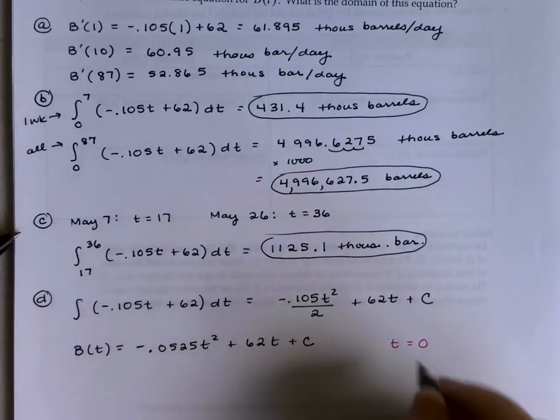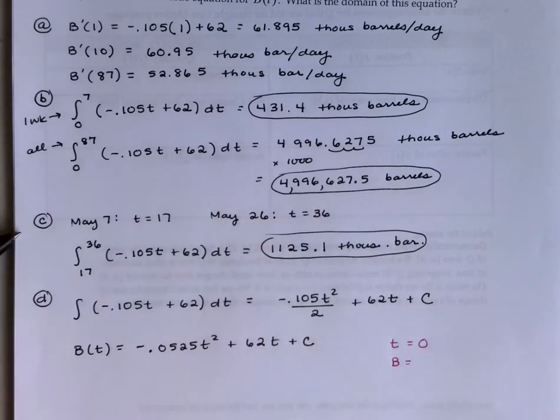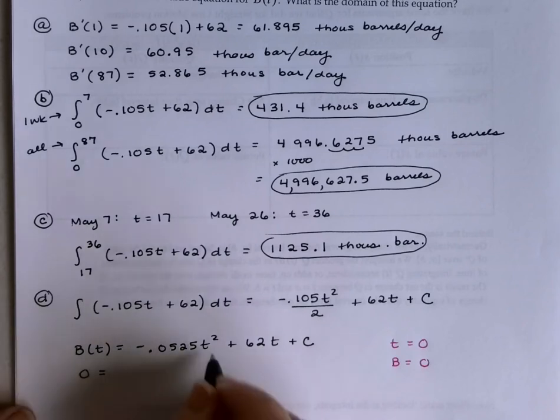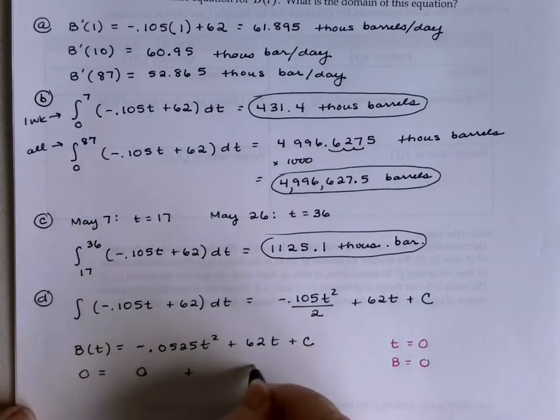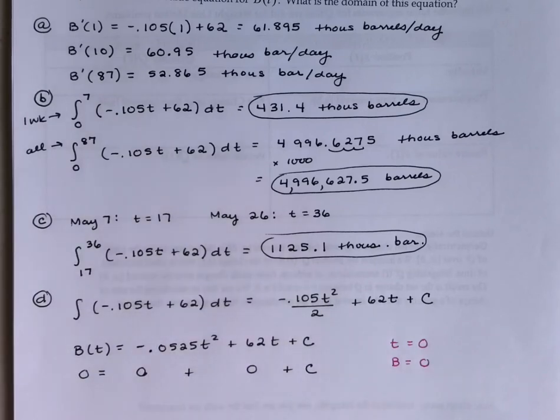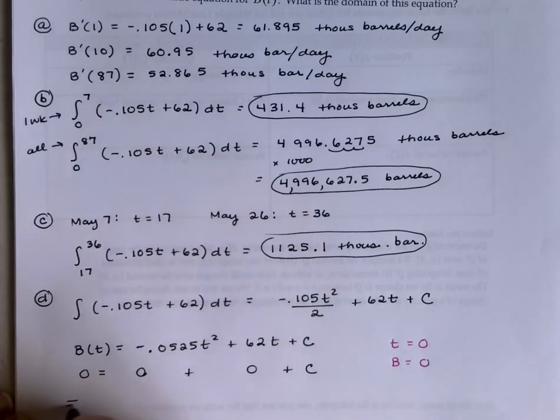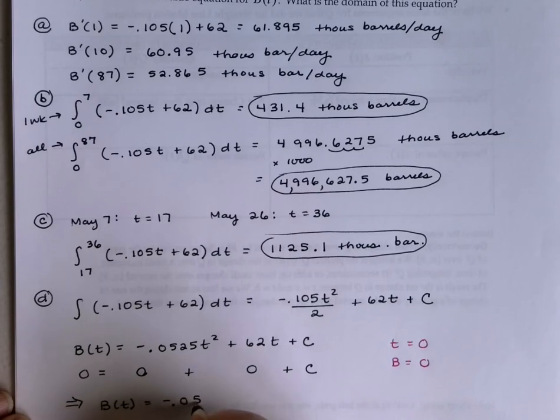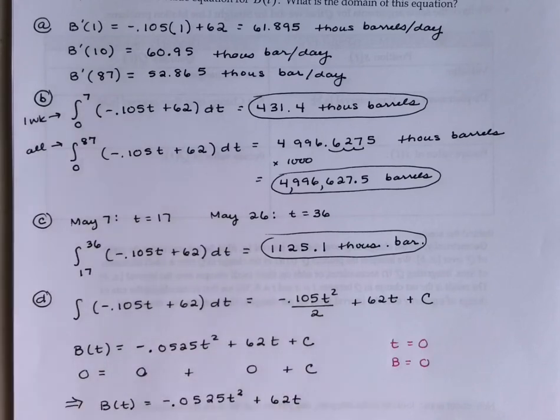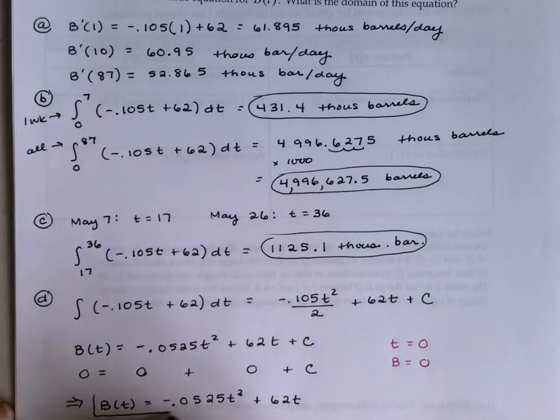At time 0, how many barrels of oil have spilled? Well, at the very instant that the oil spill starts, nothing has escaped yet. So the total amount spilled at time 0 would be 0. And if we plug that in, b is 0, t is 0, we see that in this case, the constant does just turn out to be 0. So our future value equation, b of t, is negative 0.0525 t squared plus 62t, just plus 0, which I won't bother writing.